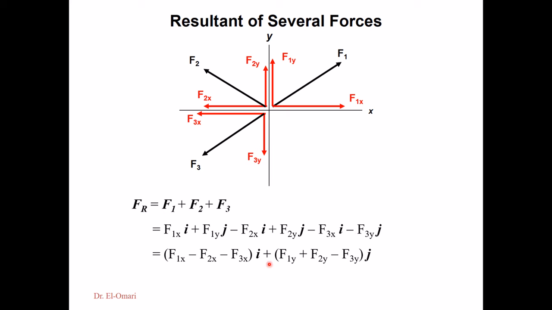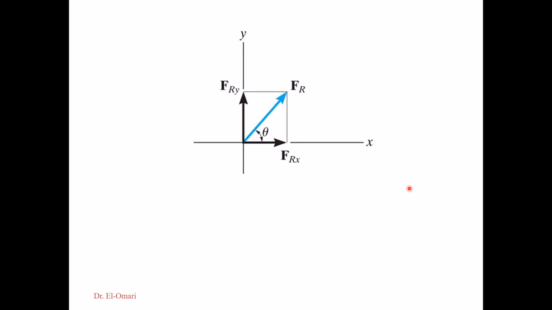Finally, we add the x's together and the y's together, and then you get the resultant force in its Cartesian vector form, represented by FRx and FRy, and the i and j representing the direction of the force. The next step is to find the magnitude of this resultant force. Using FRx and FRy, we can use the Pythagorean theorem to find the resultant magnitude, and then the angle.